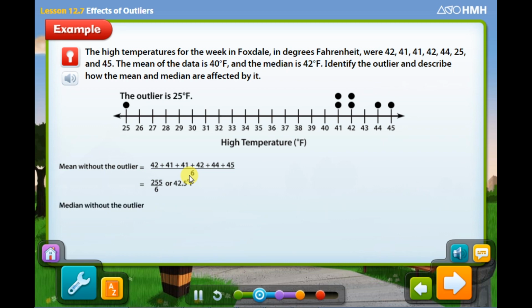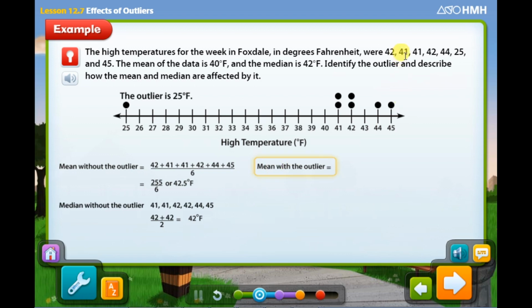To find the median without the outlier, let's order the 6 data values from least to greatest. To find the median, you have to arrange all the numbers ascending from the least to the greatest. Since there is an even number of data values, the median is the mean of the 2 middle values. 42 plus 42 divided by 2 equals 42 degrees Fahrenheit. Now, let's find the mean with the outlier.